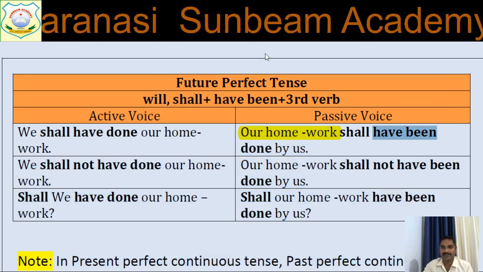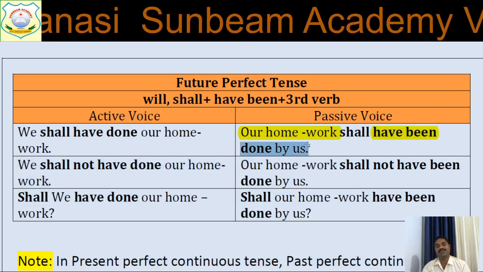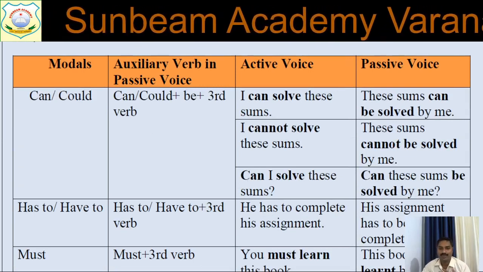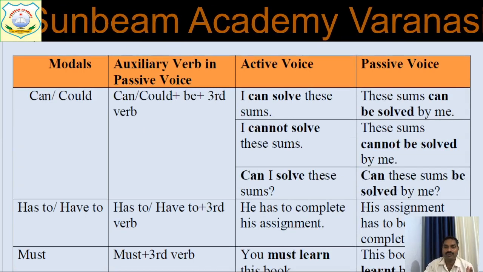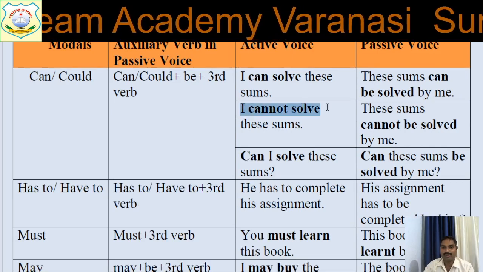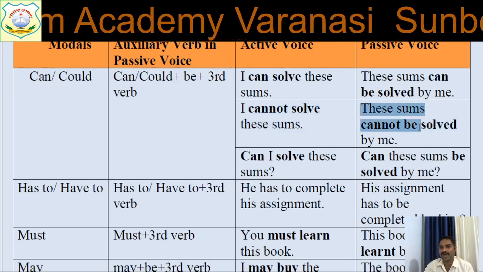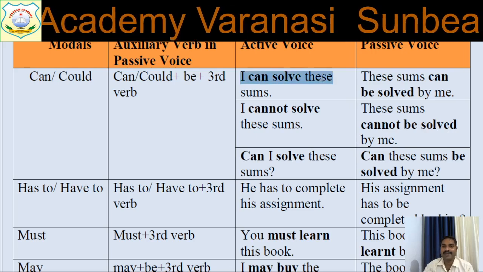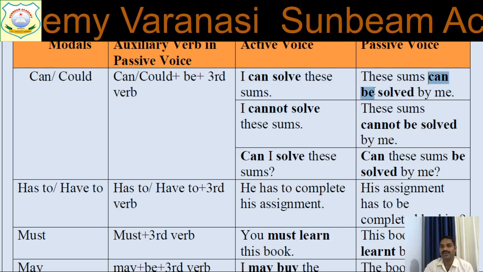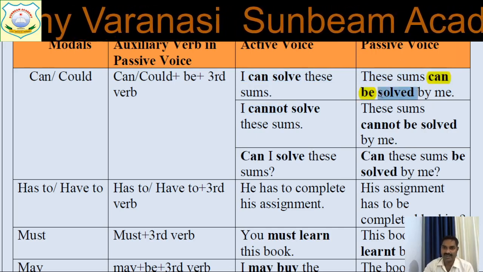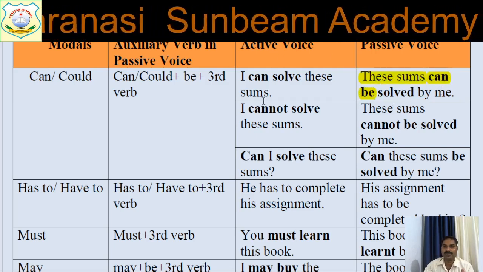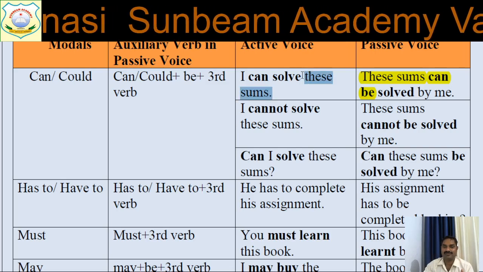Okay, and then the main verb will come, which will always be in third form. So these are the things, and whenever you are making use of modals, there you will always use be. I cannot solve these sums. These sums cannot be solved by me. I can solve these sums. These sums can be. So here after modals you are using be, and then the third form of the verb. And where is the subject taken? The subject is taken from this object of passive voice.